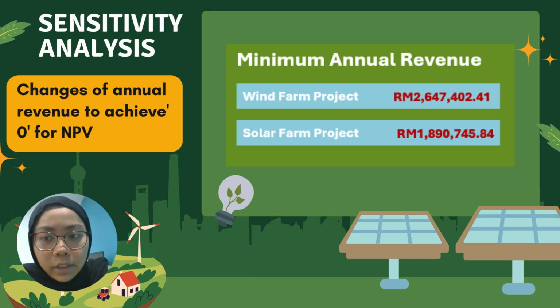Next is the sensitivity analysis. We wanted to change the annual revenue to achieve zero NPV, and this is the outcome. For the wind farm project it will be 2,647,402.41, and for the solar farm project it will be 1,890,745.84. If the wind farm project requires significantly more revenue to reach zero NPV compared to the solar farm, it suggests higher associated cost, greater financial risk and potentially lower cost efficiency. Investors and project managers should carefully weigh these factors against the potential benefits and returns of each project to make informed decisions in the future.